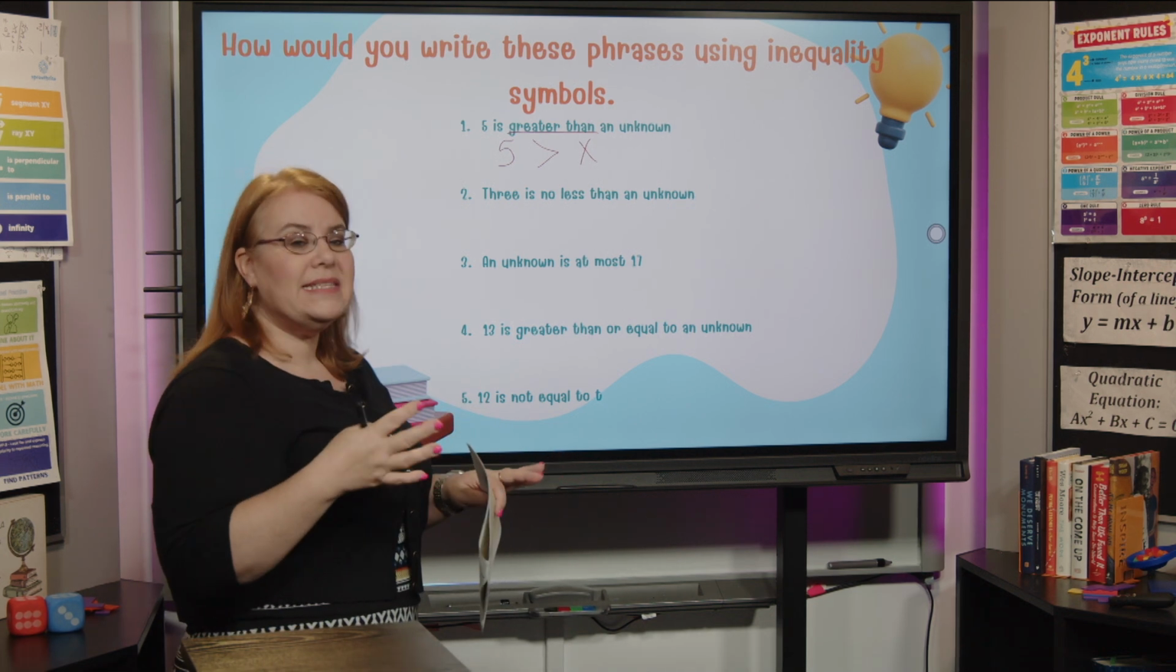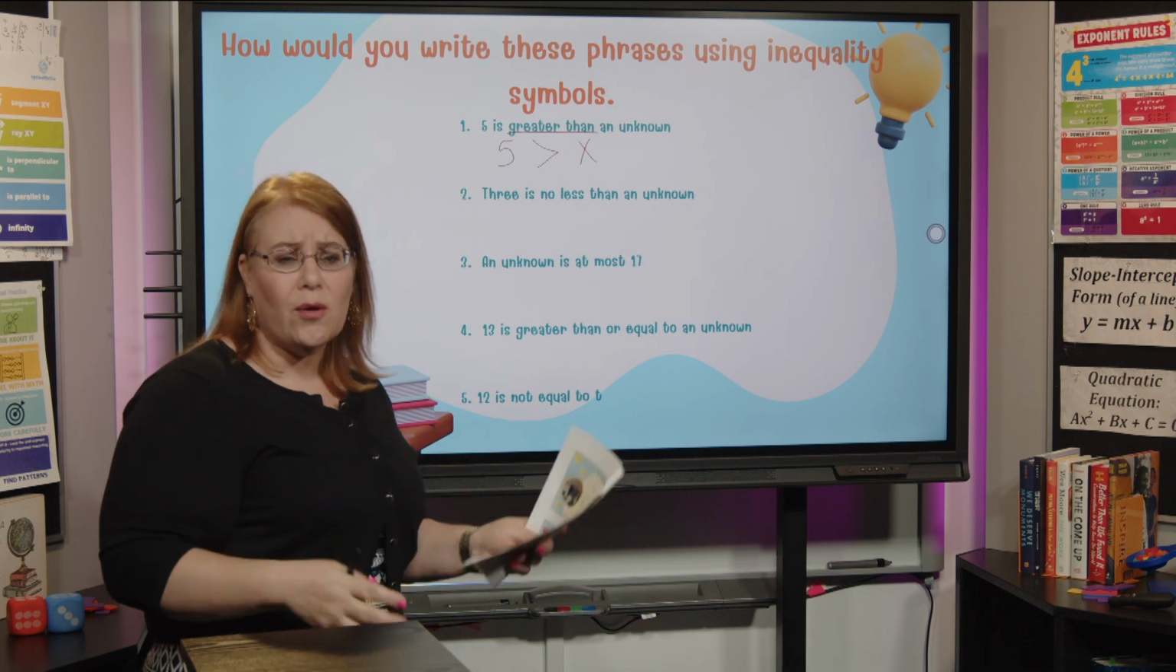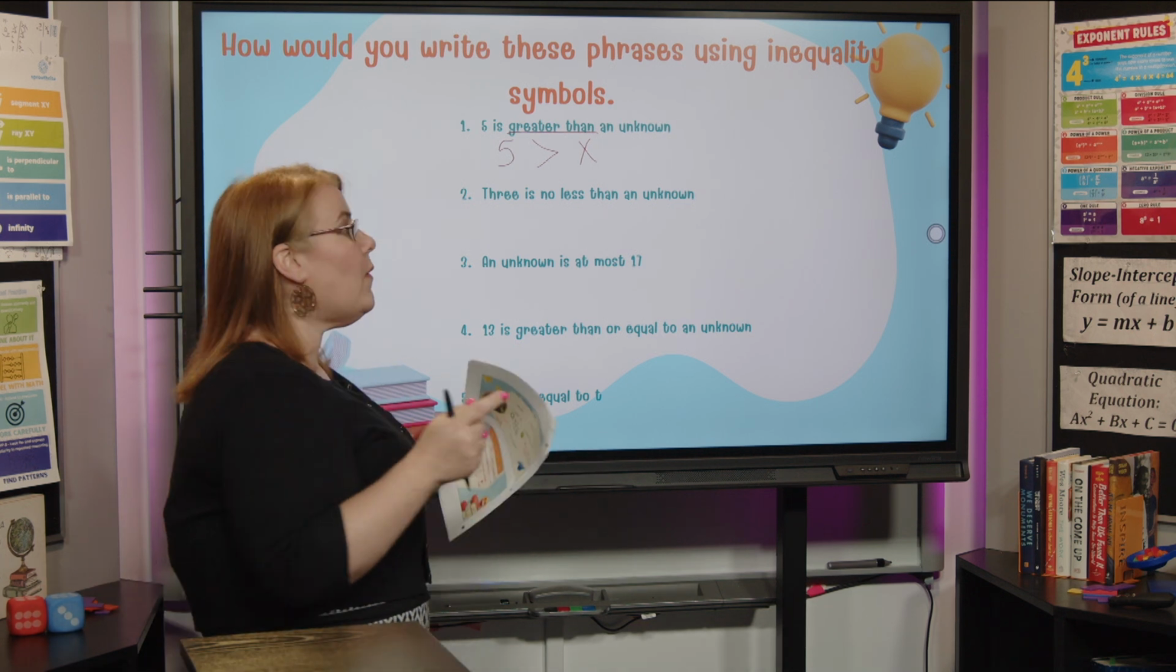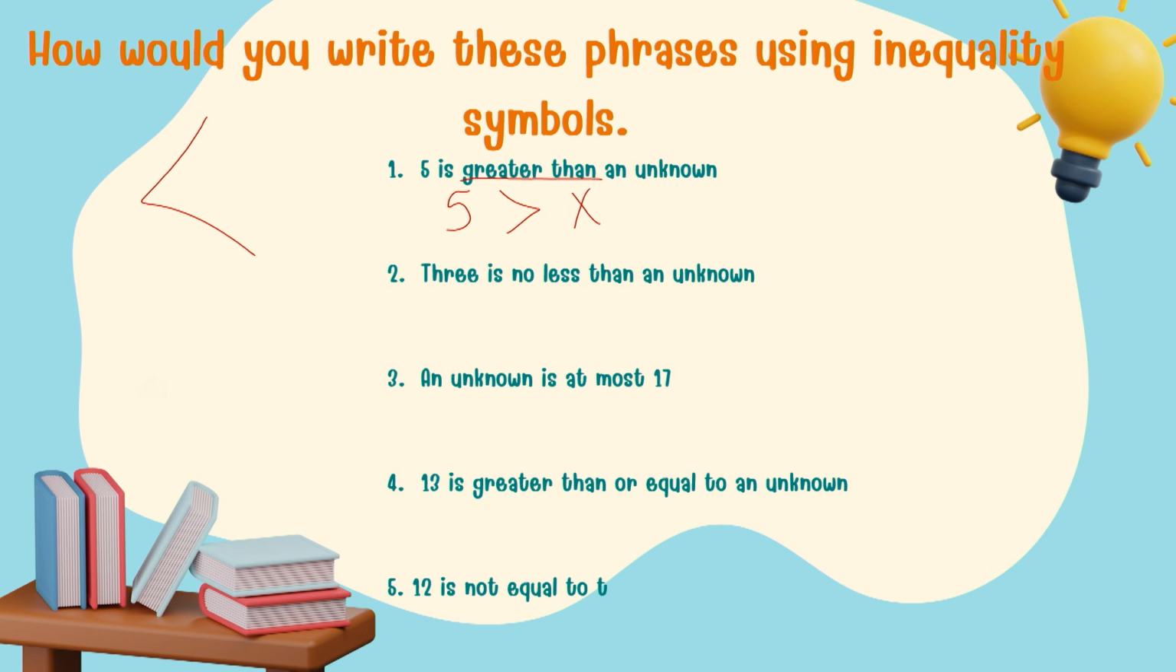Now, some of us have a hard time knowing which part of my inequality goes with which part, to the number or to the smaller or whatever. So let's go ahead and write that down. Here is my inequality symbol. Now, when we're looking at an inequality symbol, the smaller part of the symbol goes to the smaller number.